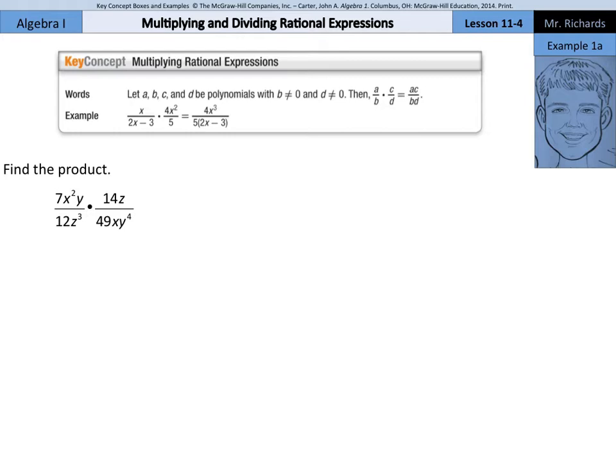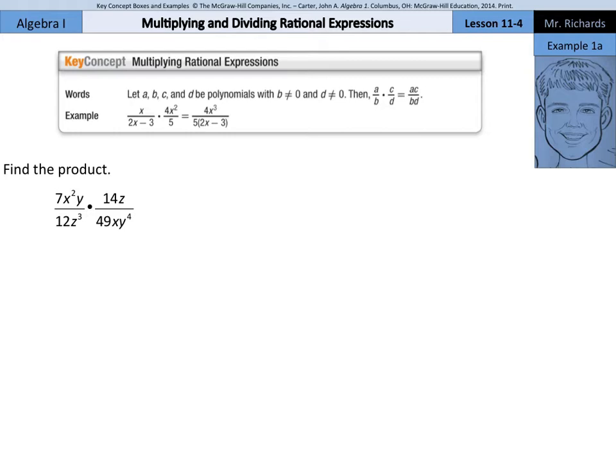You could multiply 7x squared y times 14z straight across and get something like 98x squared yz. You could multiply the denominators and get something like 588xy to the fourth z to the third and simplify that. Or you could divide by the common factors before multiplying, and that's what we'll try here.